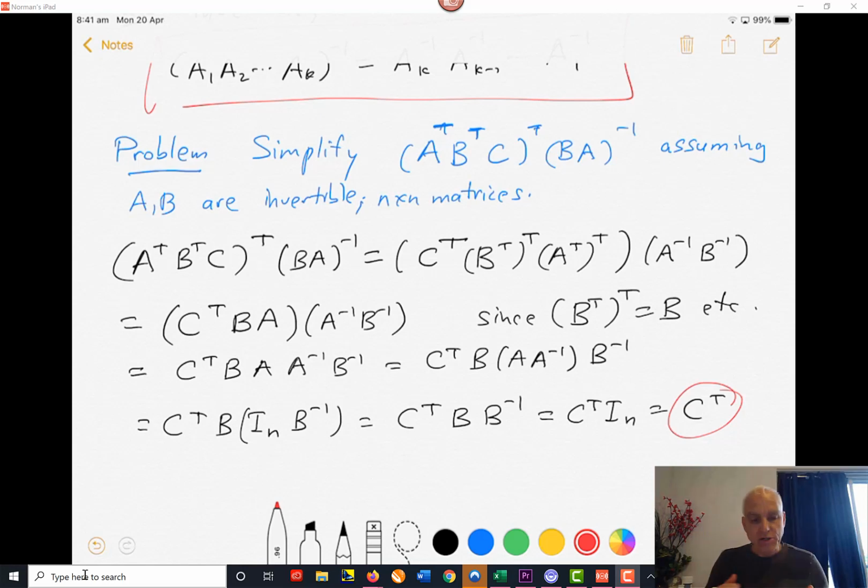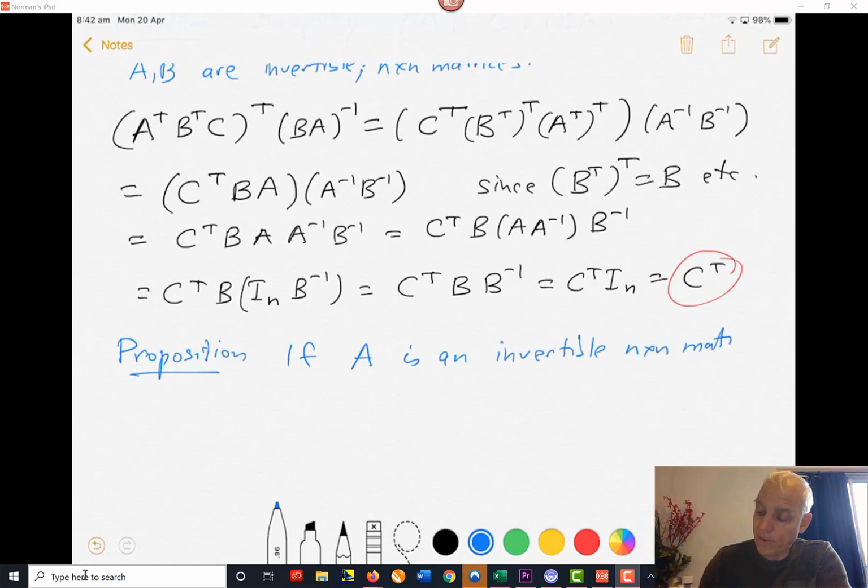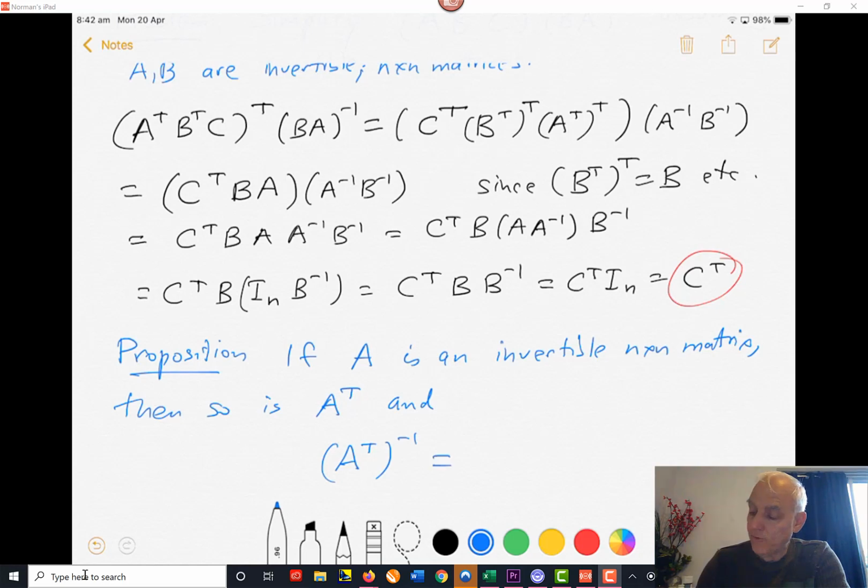Now, we have these two operations, transposes and inverses. How do they interact? Well, here's a proposition. That if A is an invertible n by n matrix, then so is A transpose. And in fact, its inverse, the inverse of A transpose, is equal to the transpose of A inverse.